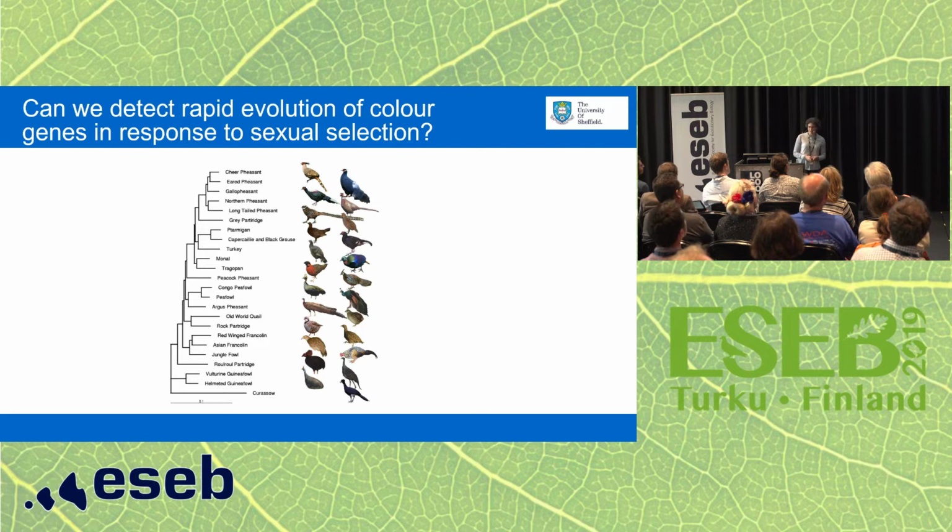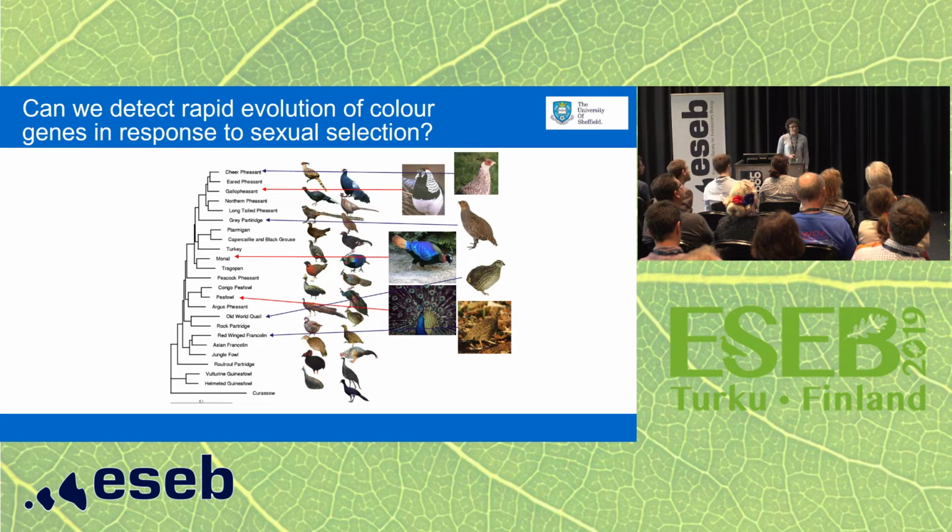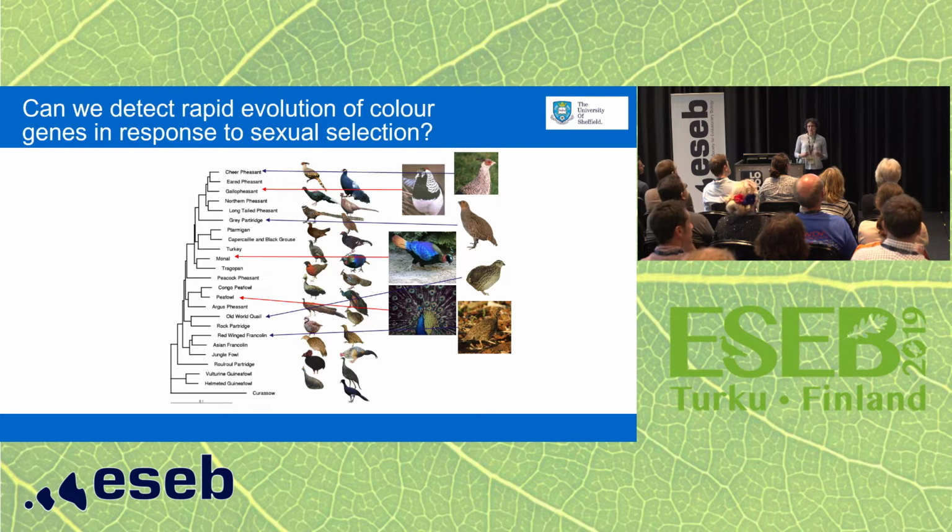And the galliform birds were a nice group to work on because they have members that have really impressive male colour, like this peacock and these pheasants. And then they have members where the males are brown and look quite similar to the females. So the idea was that in these lineages where the males look really bright, there's going to be stronger sexual selection acting on the plumage colour, and so we should hopefully see faster evolution of some pigmentation genes.